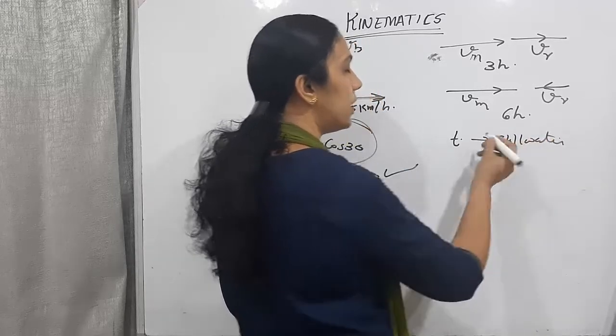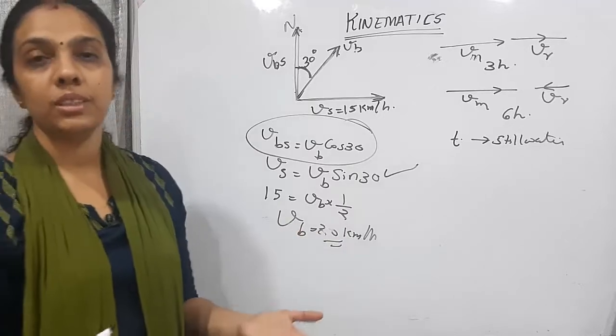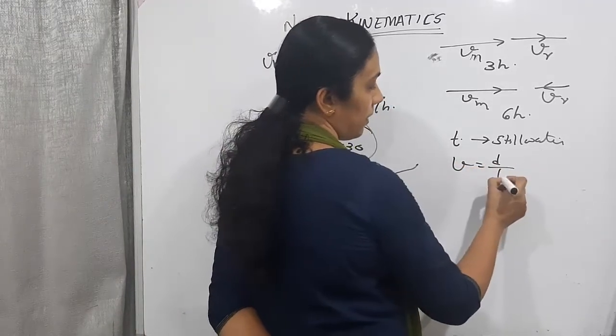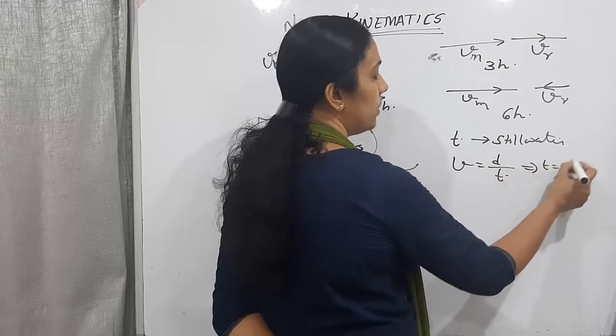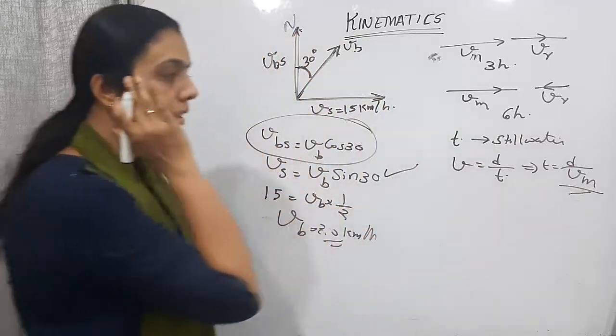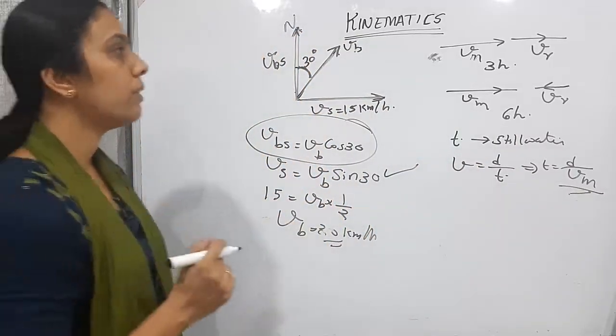Okay, so usually how will we find time? Velocity equals distance divided by time. So time will be equal to distance divided by velocity of the man. So here we need to find out the velocity of the man. How can we find it out?